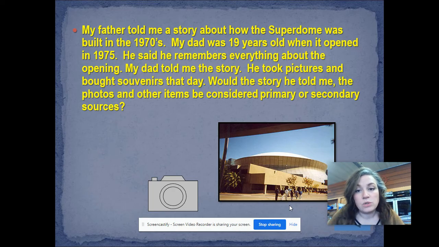My dad told me the story. He took pictures and brought souvenirs that day. Would the story he told, the photos, and other items be considered primary or secondary sources?